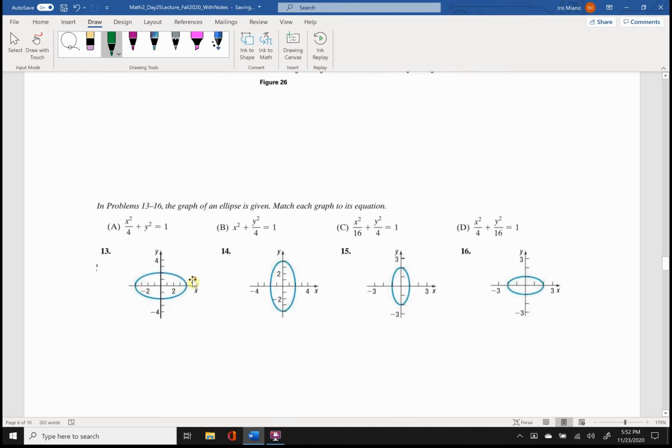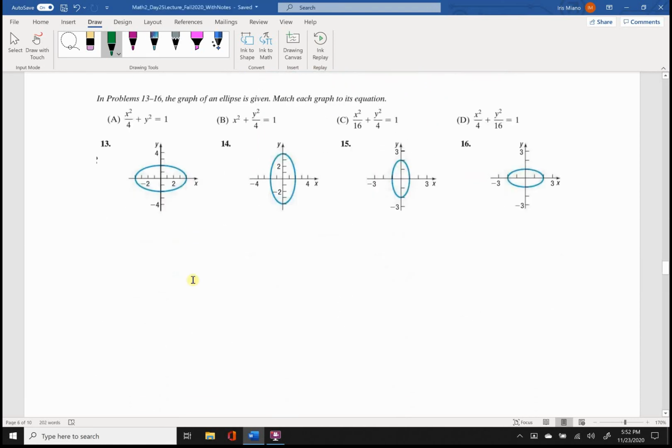Let's go through some examples and get to know what it means to draw and come up with equations for ellipses, or just to recognize them. That's the purpose of this first exercise. Let's look at some figures, numbers 13 through 16, there are 4 of them, and match them up with their corresponding equations. Looking at number 13 first, notice we've got a wide one. It's wide.